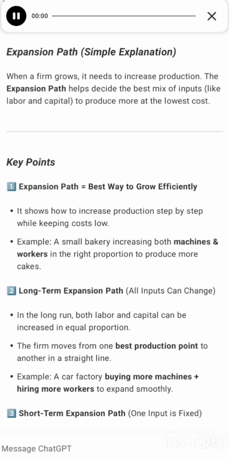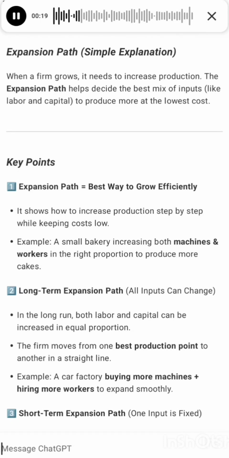Expansion path, simple explanation. When a firm grows, it needs to increase production. The expansion path helps decide the best mix of inputs, like labor and capital, to produce more at the lowest cost. Key points. 1. Expansion path equals best way to grow efficiently.